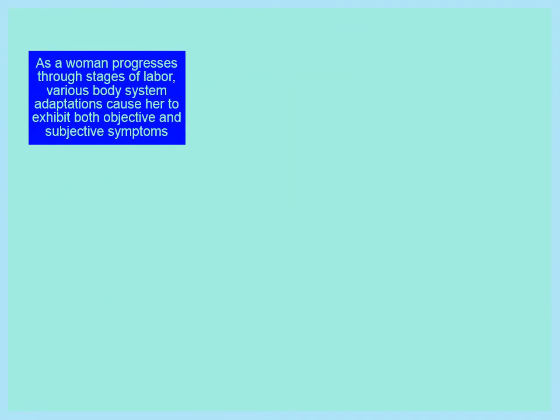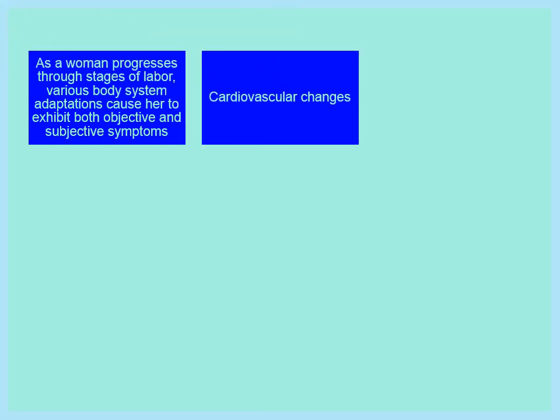As a woman progresses through stages of labor, various body system adaptations cause her to exhibit both objective and subjective symptoms. During each contraction, an average of 400 milliliters of blood is emptied from the uterus into the maternal circulation. By the end of the first stage of labor, cardiac output during contractions is increased by 51% above baseline pregnancy values at term. Cardiac output peaks about 10 to 30 minutes after birth and returns to pre-labor baseline within the first postpartum hour. Both systolic and diastolic blood pressure increase during contractions and return to baseline levels between contractions. Supine hypotension occurs when the ascending vena cava and the descending aorta are compressed. WBC levels can also increase.